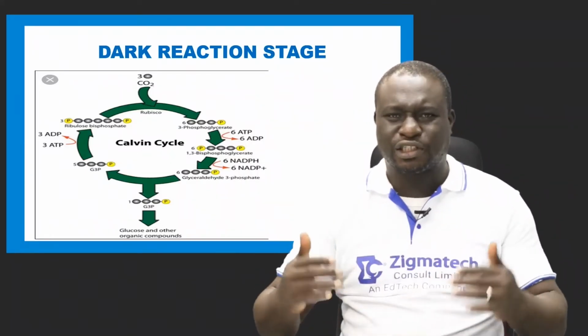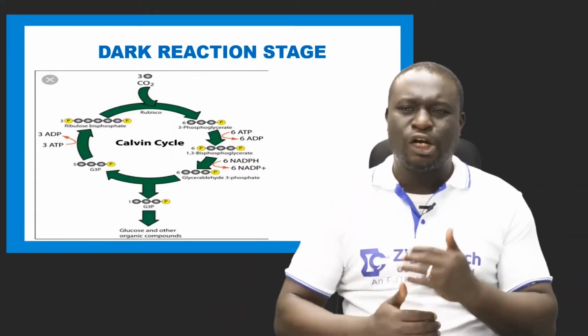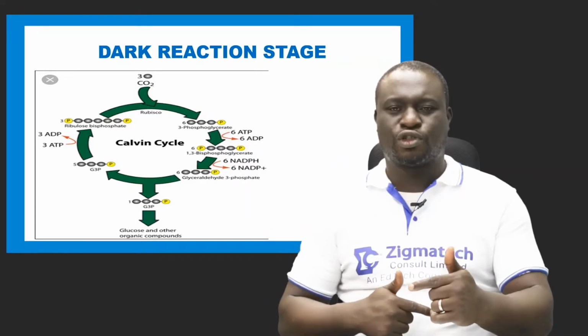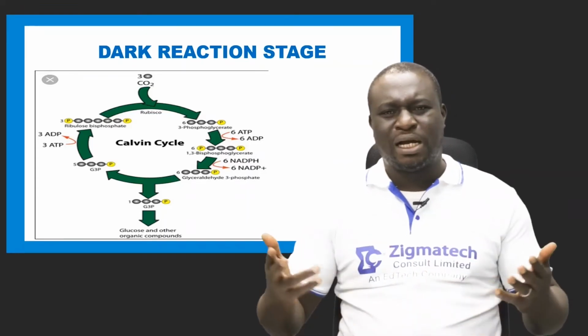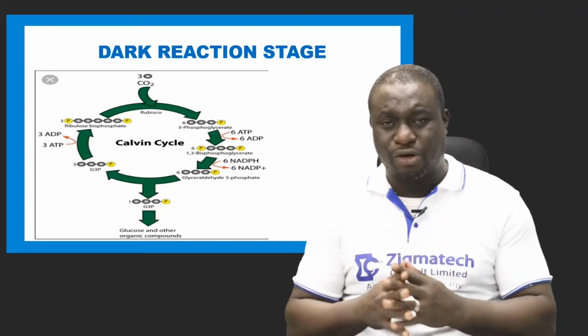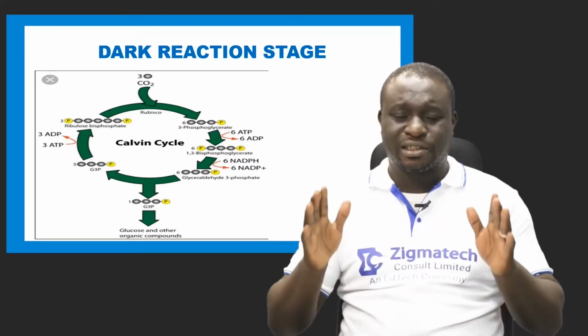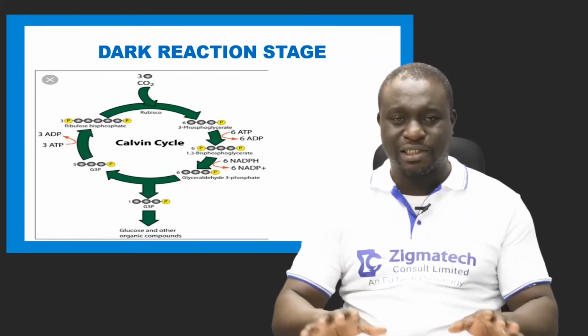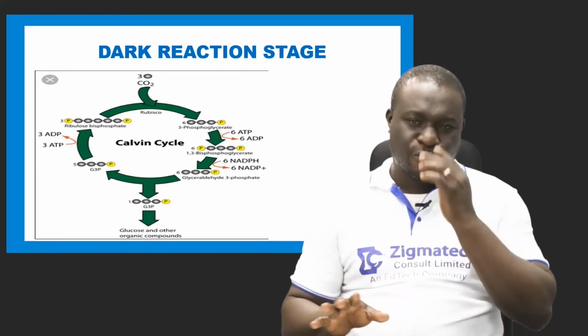Each of these stages is a series of chemical reactions. In the long run, with the energy that is being produced, glucose is formed, or a 3-carbon compound is formed, or a 6-carbon compound is formed, which is a simple sugar. So these are the processes or stages that occur during photosynthesis.